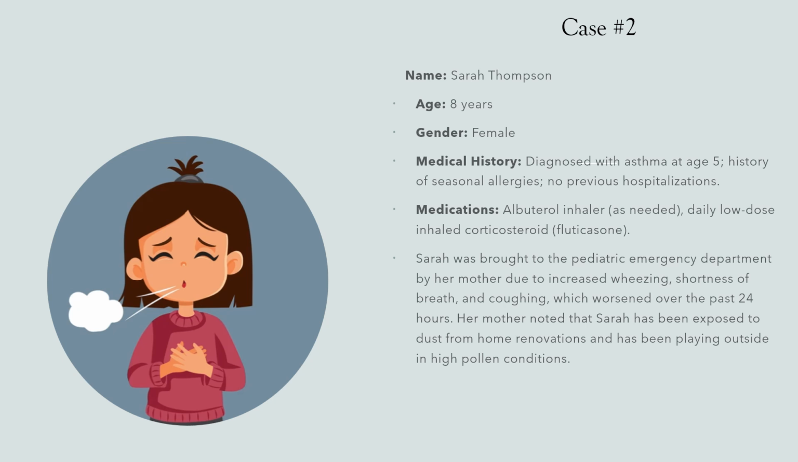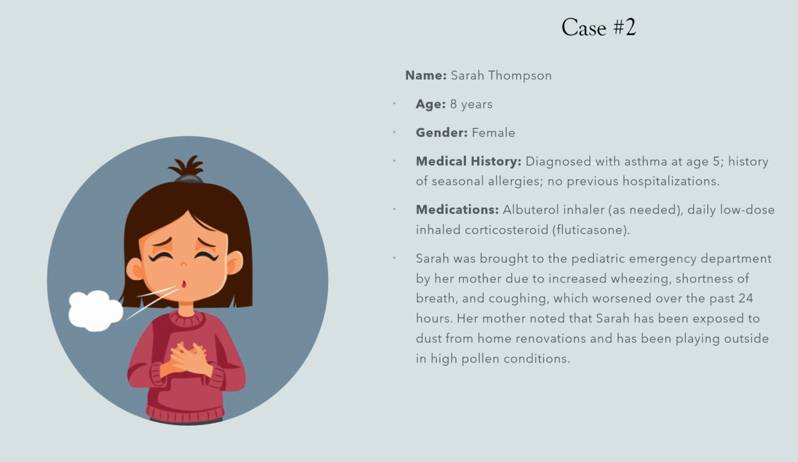Okay, so let's look at a little case study. This is Sarah. She's 8. She was diagnosed with asthma at age 5. She does have seasonal allergies, has never been hospitalized. So she has a couple medications. She's on albuterol as needed, and that's your quick-acting bronchodilator. And then she's on daily low-dose inhaled corticosteroid.